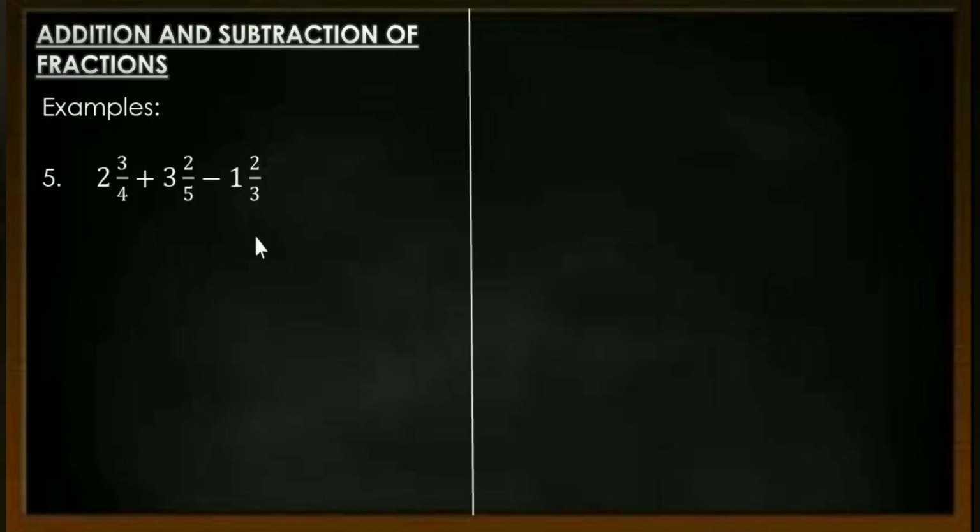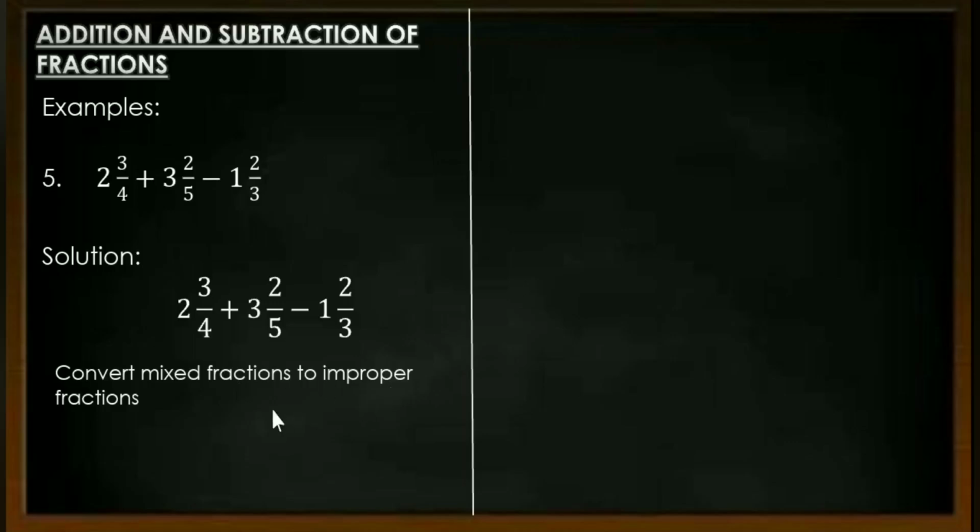Let's take a look at this other example. We now have 2 whole number 3 over 4 plus 3 whole number 2 over 5 minus 1 whole number 2 over 3. The steps are the same. We'll start by writing the question. We'll convert all the mixed fractions to improper fractions, and we'll have what we have written here.